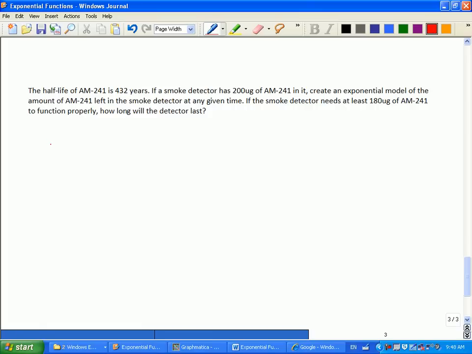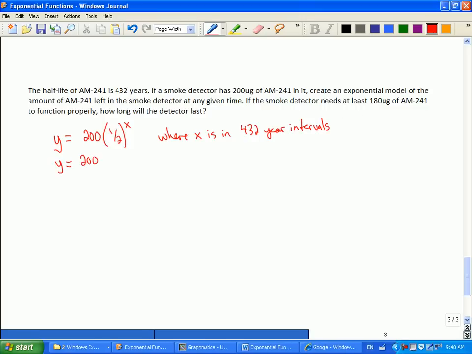But okay, half-life is every 432 years. And I start with 200 micrograms. So this is the simplest exponential model, but remember you have to tell yourself this is where x is in 432 year intervals. So you might say to yourself, hey, that's not super practical. How could we make it in terms of years? x over 432. Yep, x over 432. That'll tell me how many years have gone by.